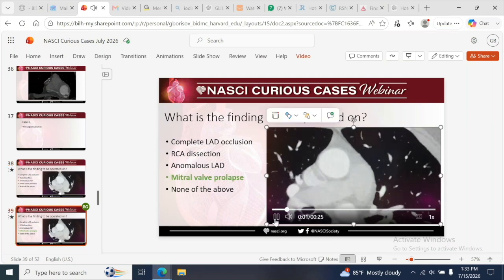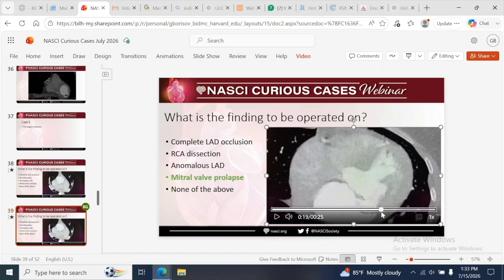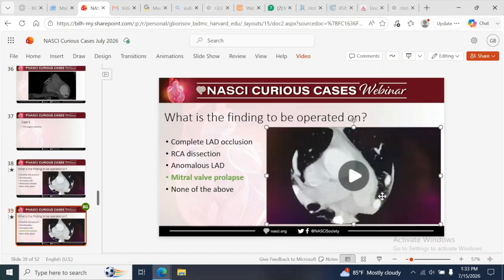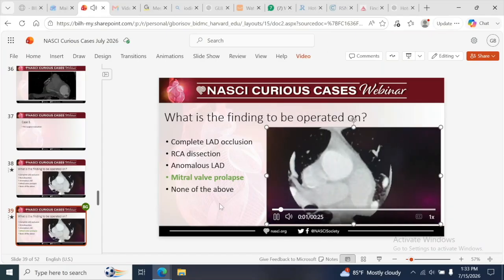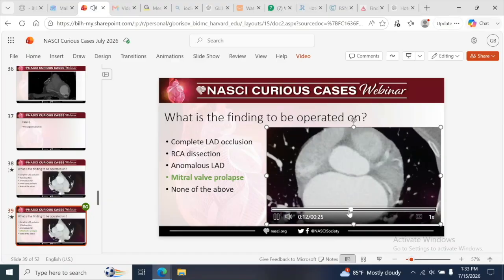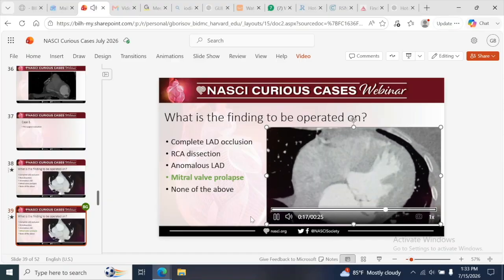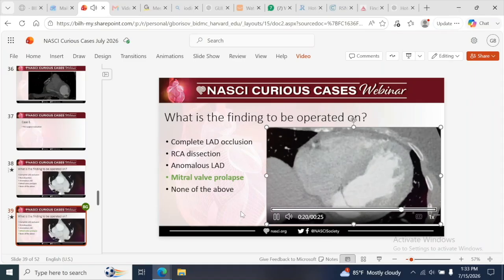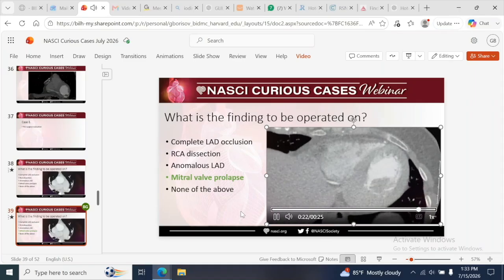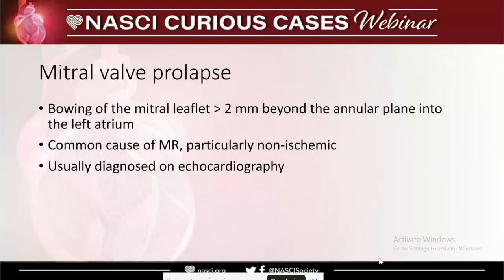So first of all, if you look carefully, you will see that the left atrium is quite distended. We look at the mitral valve in a second. I'm gonna speed it up a little. It's hyper-expanded, and it bulges all the way into the left atrium. So that is classic mitral valve prolapse. Basically it's bowing of the mitral leaflet, and it has to be 2 millimeters beyond the annular plane into the left atrium.